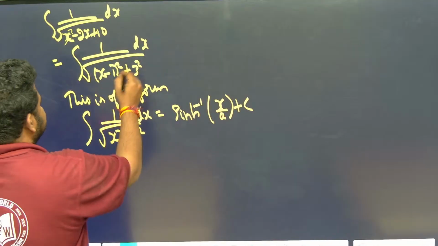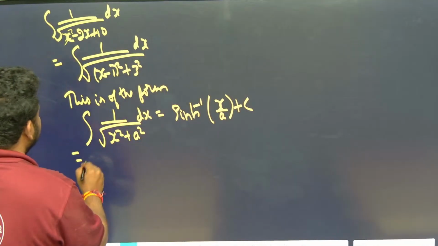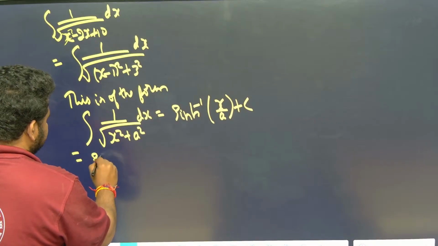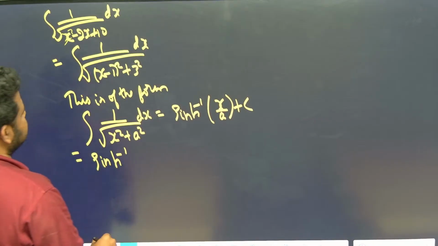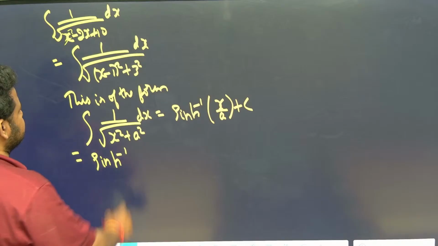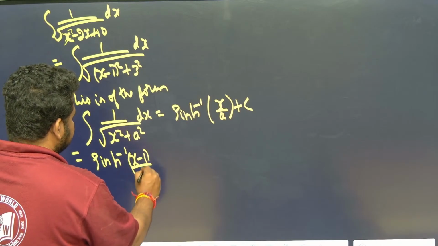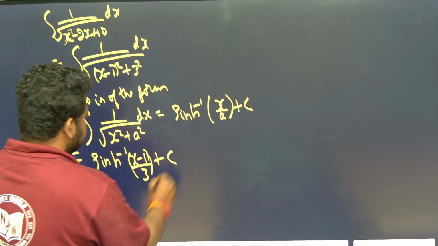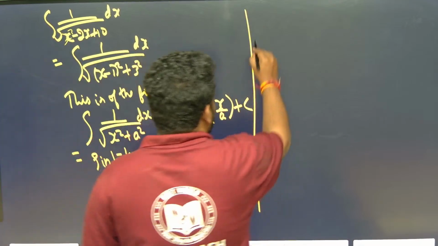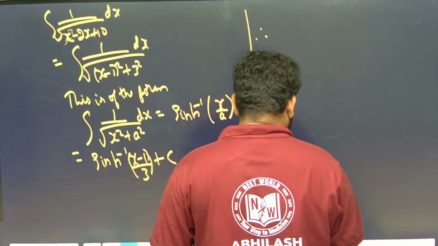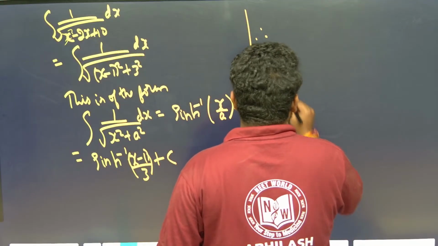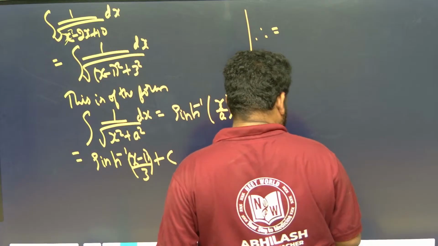So same thing, this would become equal to sinh inverse of x by a. Here x is x minus 1, divided by 3, plus c. So therefore, what is the final answer we have?